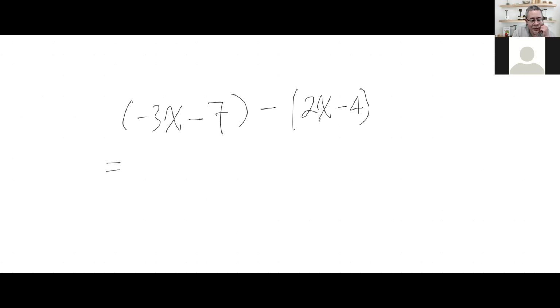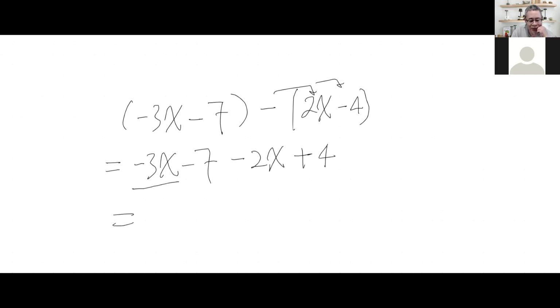Okay, let's see. We got minus 3x minus 7 opening up. But when we open this up, this got distributed. So it's minus 2x and negative times negative is positive plus 4. So, negative 3x minus 2x gets negative 5x. Then minus 7 plus 4, negative 3, or minus 3. Good? Yeah, to make sure the sign, you work on this.